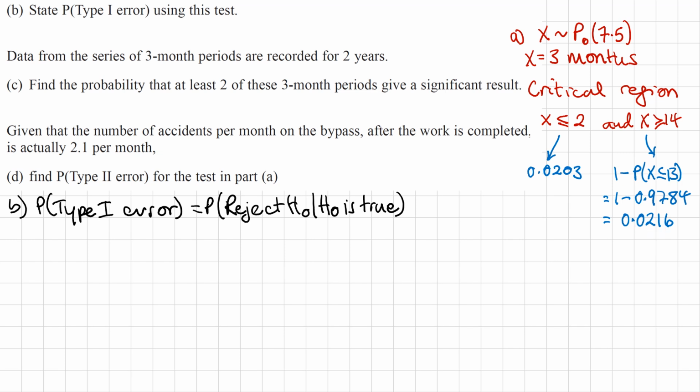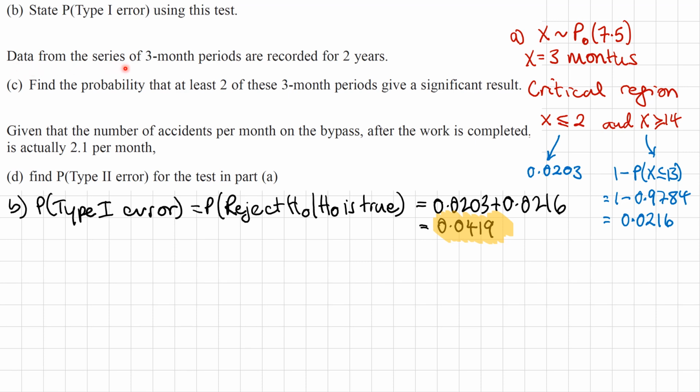So the probability of landing in the rejection region when H0 is true, that's when lambda was 7.5, is 0.0203 plus 0.0216. We'll add the two together and we get 0.0419. Okay, so the probability of a type 1 error is just over 4%.